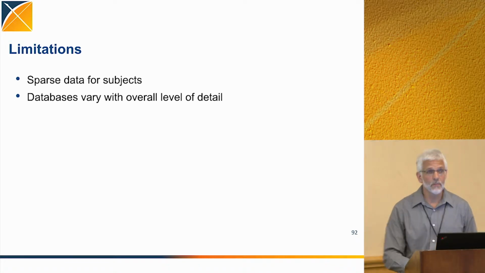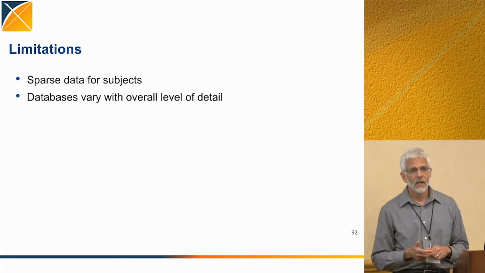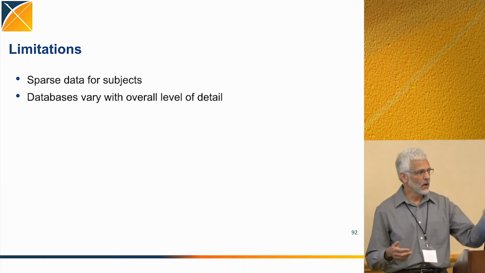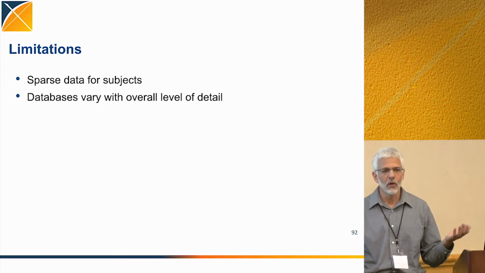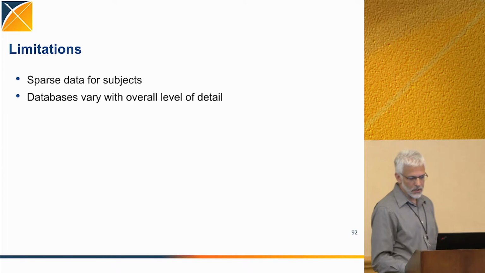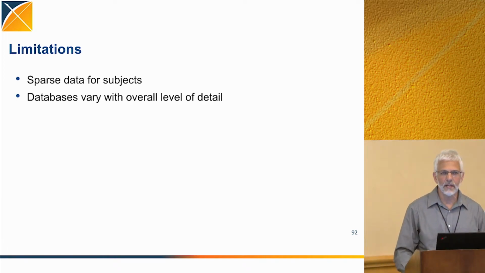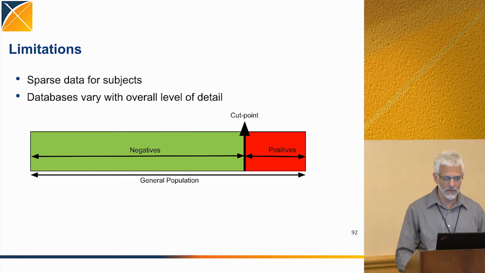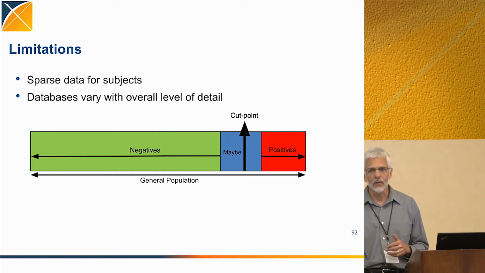So there are limitations to the system. If you look at administrative data, you get sparse data in there, people with just a few records, and it's tough to tell from any of these machine learning algorithms. It can only learn from what it's got. If it only has 100 different things in the data record, it can only learn from those 100 different things. Also, databases vary with overall detail and misclassification. If there's high misclassification, the machine learning algorithm is learning from a lot of misclassified data. And if you look at your positives and negatives, there's maybes in the middle, so you have to consider what your cut point is going to be.